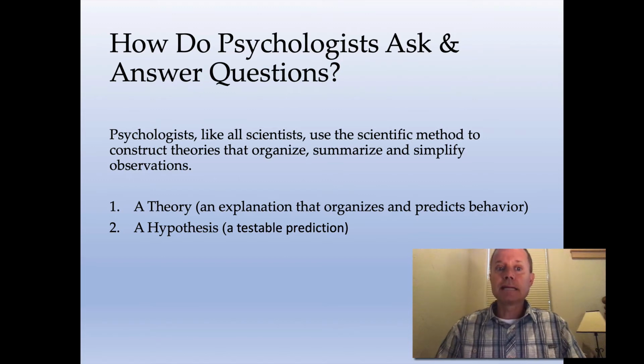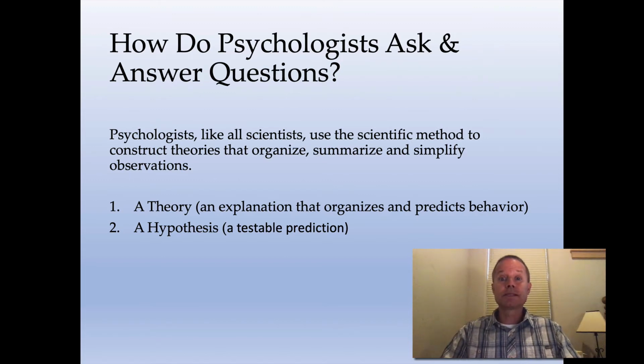So how do they ask and answer questions? Scientists, psychologists all use the scientific method, the same thing you learned probably when you were in 5th grade. You start with the theory, you have a hypothesis, you test it, you get your results, you publish your results. Psychologists have a bunch of magazines that they publish, that they read, that have all these experiments and all this research data in them.